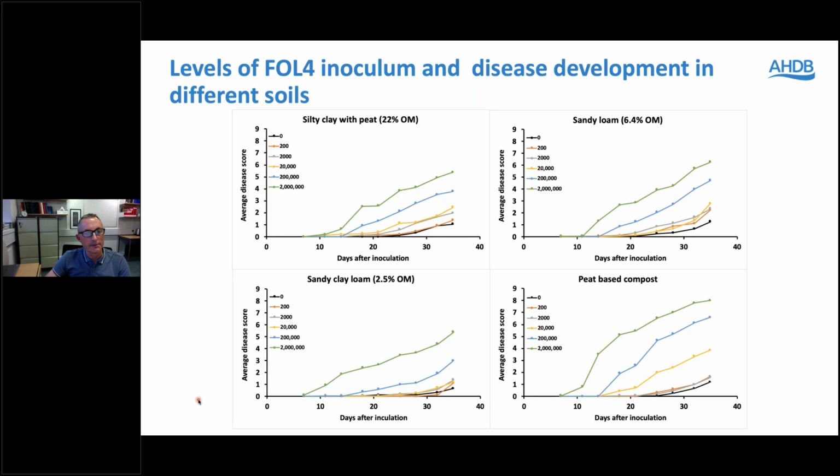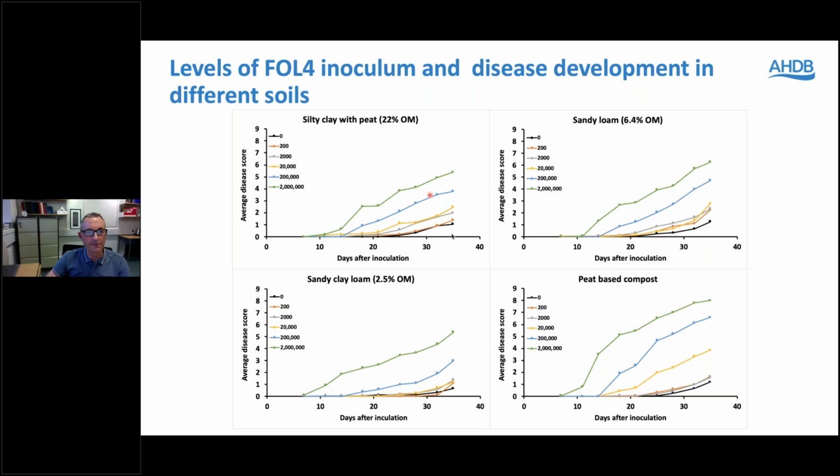The other thing we're trying to do is to establish what levels of inoculum you need in the soil to actually cause significant amounts of disease. This experiment is still currently underway, so this is just initial data, but we've got a number of different soils here that we got from lettuce growers, as well as a peat-based compost that we use routinely, and we've inoculated that with different amounts of Fusarium, as you can see in the legends here, up to 2 million spores per gram. Not surprisingly, you get a nice dose response, such that obviously high levels of inoculum lead to high levels of disease and more rapid disease development.